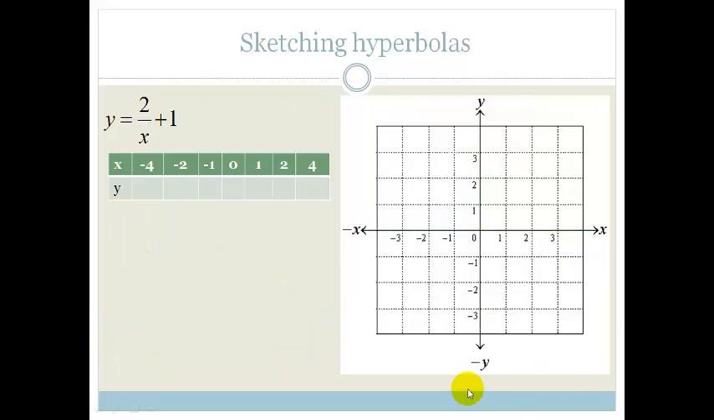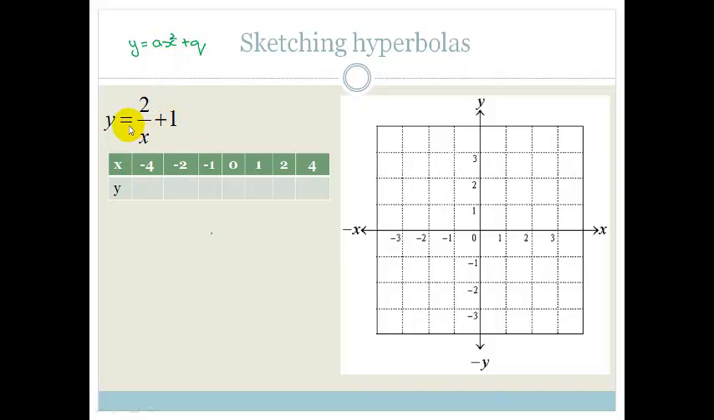Now let's look at what happens when we add a plus one to our hyperbola. Do you remember when we were doing the parabola and we had y is equal to ax squared plus q? What happened when we added that q? Do you remember that it did something to it? If you recall, the plus q moved the graph up when it was positive and moved the graph down when it was negative. Let's see if this does the same thing.